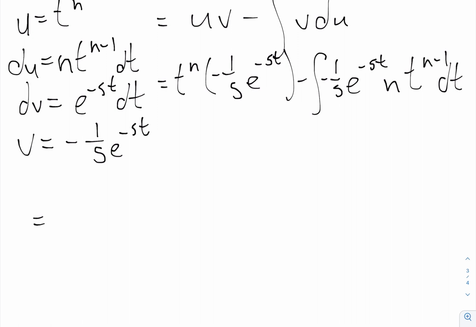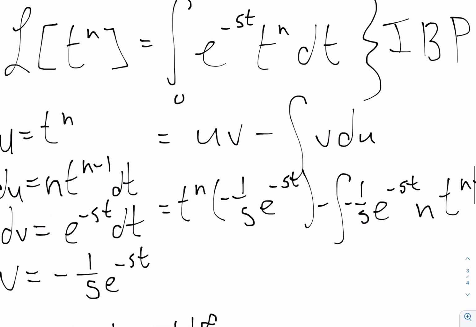How can we simplify this one here? So let's take out this negative over here. It's going to be negative t to the n, and then it's going to be 1 over s, e to the negative st. And this is evaluated from 0 to infinity, just like the integral is.